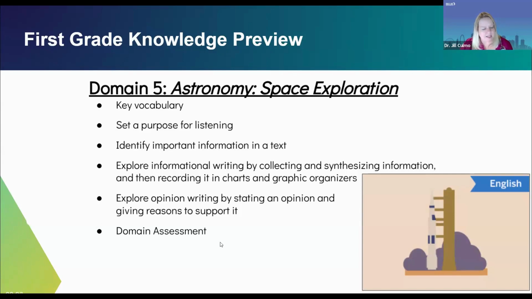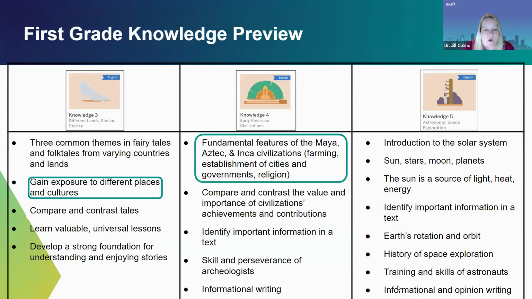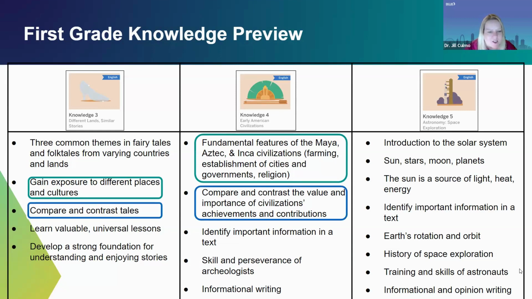So let's look at the connections between each of these units in first grade. First, you can see that students will gain exposure to different places and cultures when they are working in Unit 3. And likewise in Unit 4, they will be looking at the fundamental features of those civilizations, those three main civilizations. Next, in Knowledge 3 and in Knowledge 4, students will be comparing and contrasting.